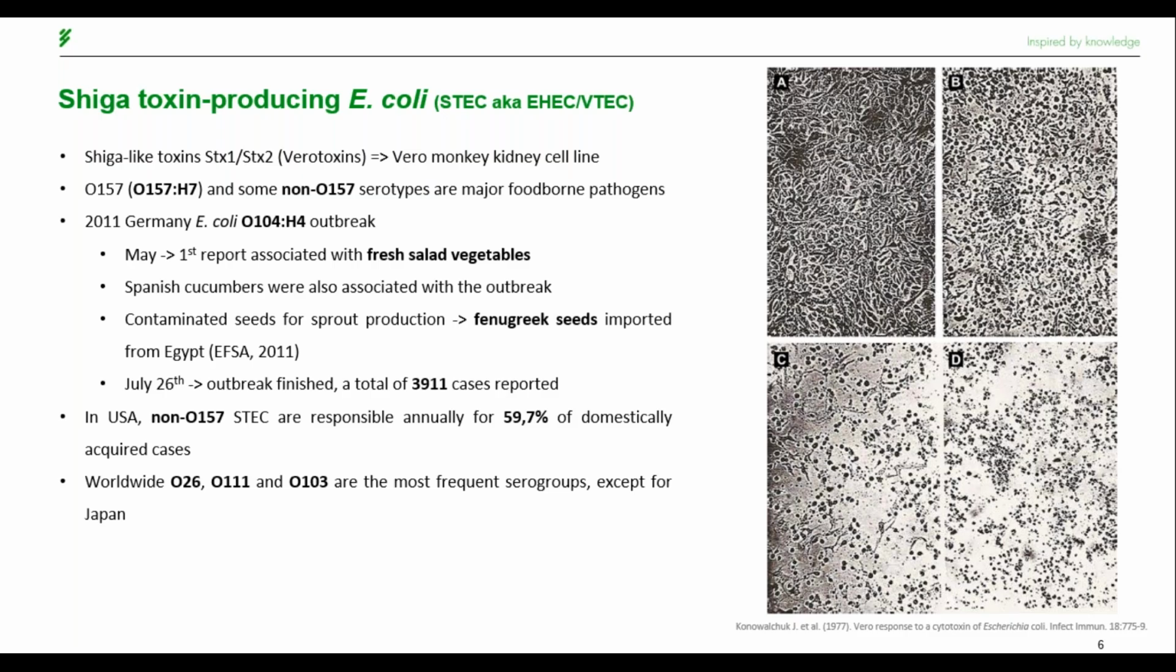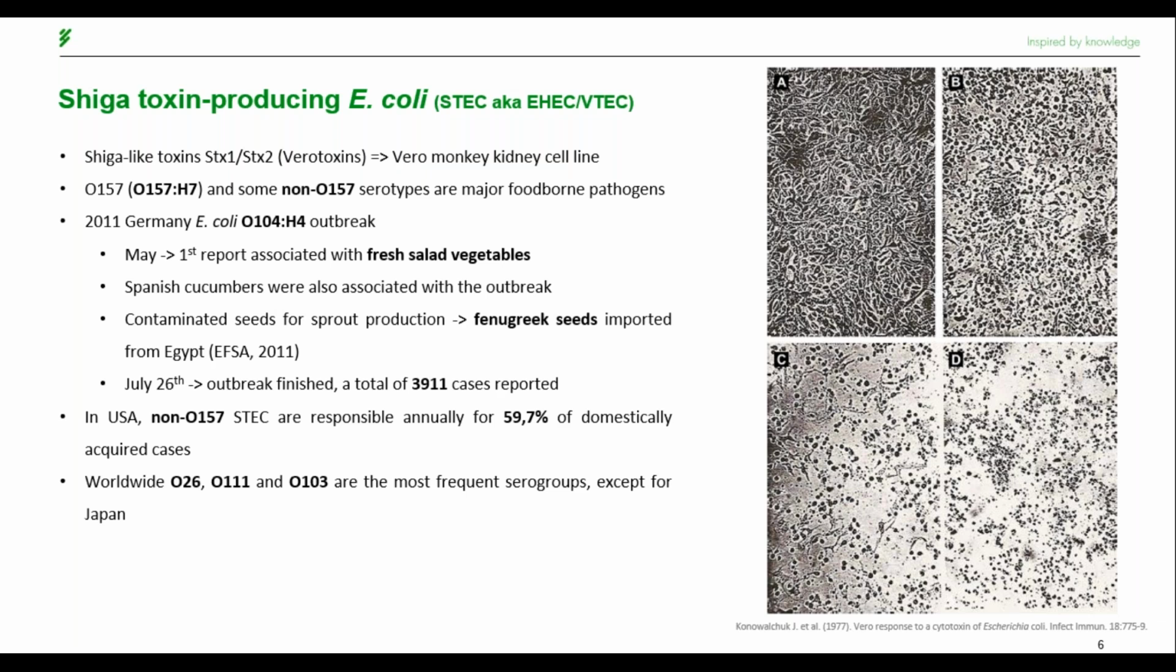In June 2011, it was announced that seeds of organic fenugreek imported from Egypt were likely the source of the outbreak, and a month later the outbreak was declared over, with a total of 3,911 cases reported to the ECDC and WHO.